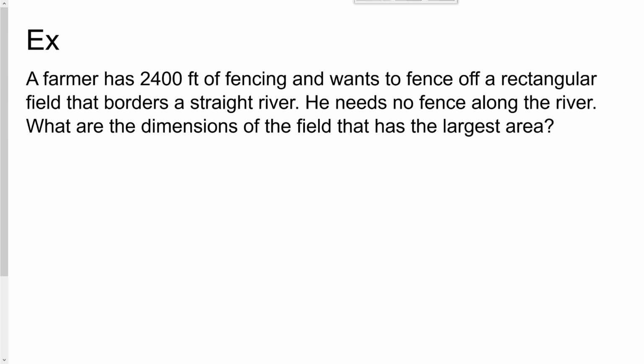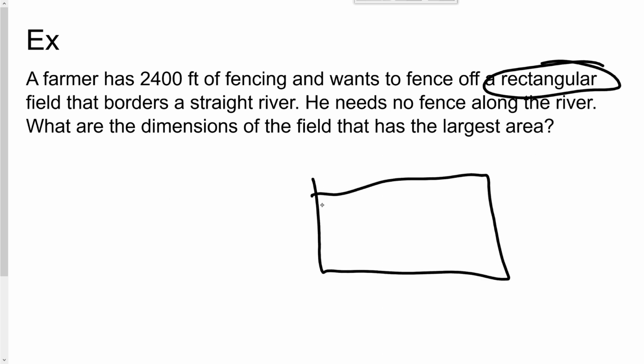So here we have a farmer and they want to maximize something, probably. We have 2,400 feet of fencing and want to fence off a rectangular area. So go ahead and draw that rectangle. And the field borders a straight river. So down here we have the river, and this is a straight river, so that means we don't need fencing along that, right?